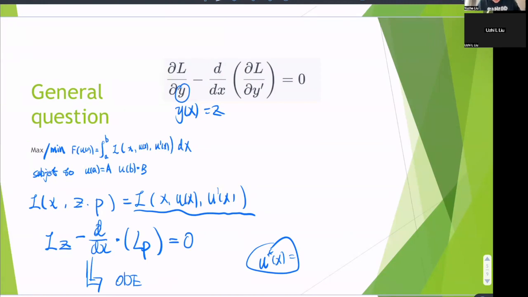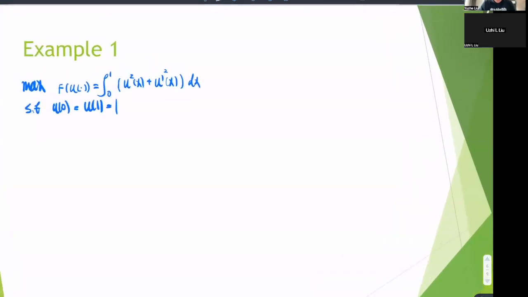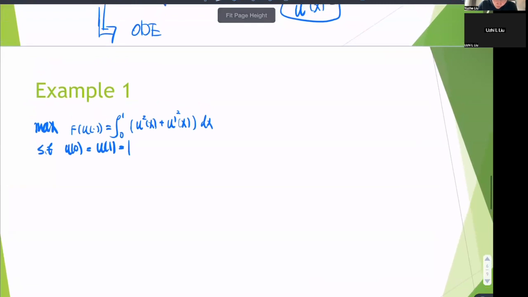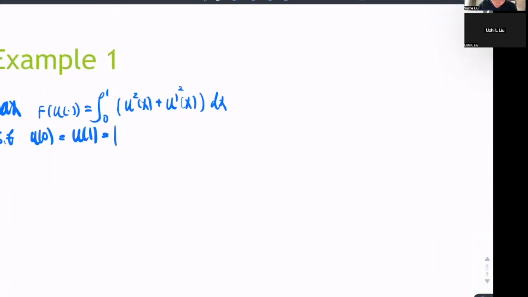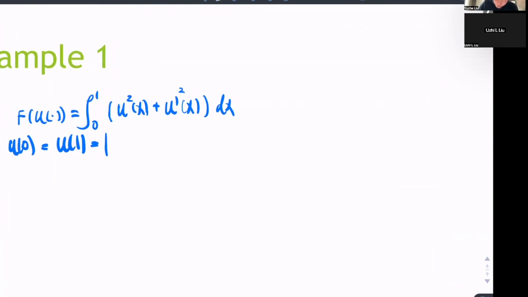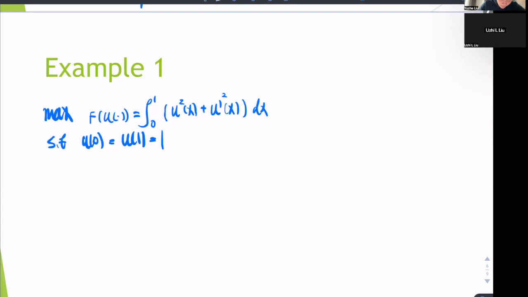So let's take a look at an example. Here comes our first example. Our objective is to maximize the functional F from 0 to 1, and our input value is u squared of x plus u prime squared of x, subject to the boundary points right there. We will later on use them to solve the ordinary differential equation.